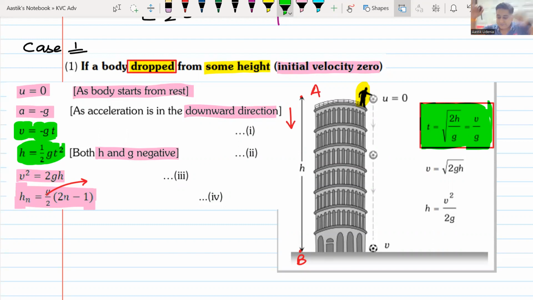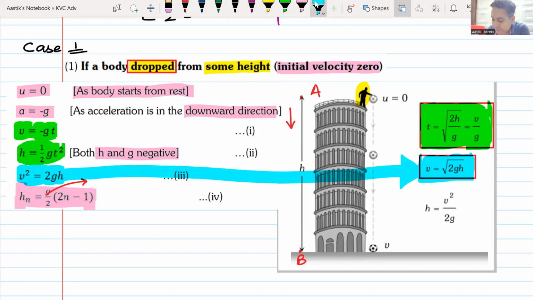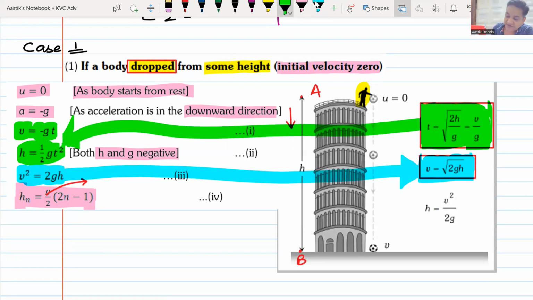Everyone understands this? Then looking at this formula, v is equal to root over 2gh. Can you tell me from which equation this formula is coming? The blue one. As you can see, it is coming from this particular formula, v square is equal to 2gh. Do we understand this? It is coming from here. This is coming from these two equations. Do we understand this?